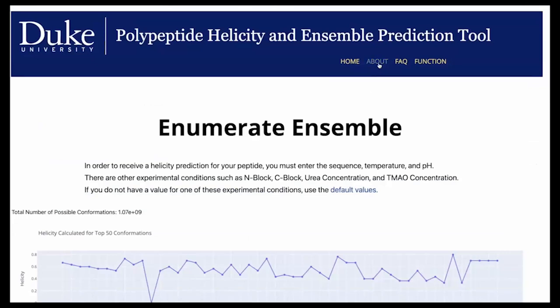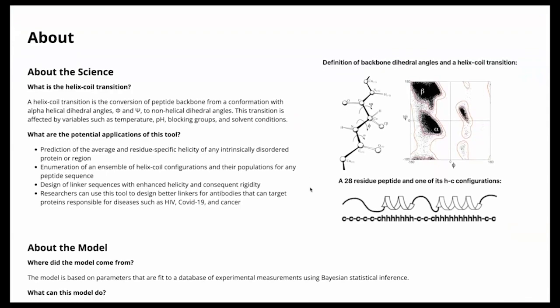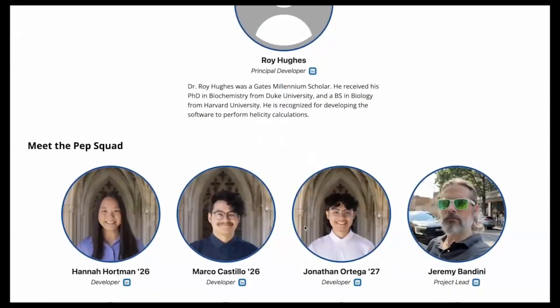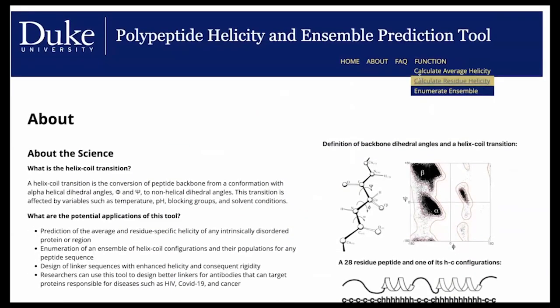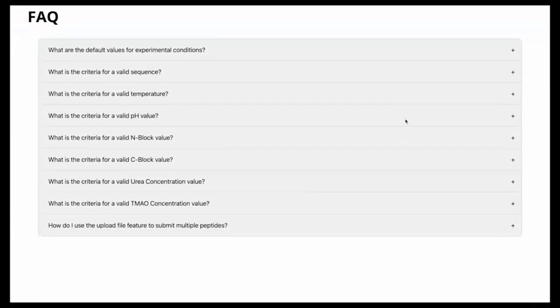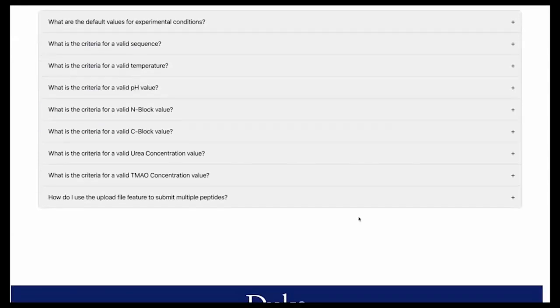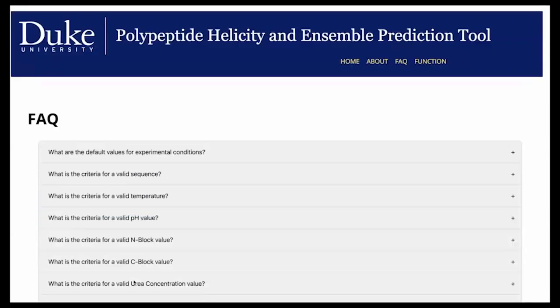And finally, I'll show you our static pages. So here we have our about page, which goes a little bit more into the science behind this project, as well as how the model came to be, and also recognizing our developers for this project. And you can also see our FAQ page. So if a user is unsure about what exactly is considered a valid input for one of the experimental conditions, they can check out our FAQ page and click through any of the frequently asked questions to get some more information. And they can also download our template if they want to upload a file with multiple peptides.